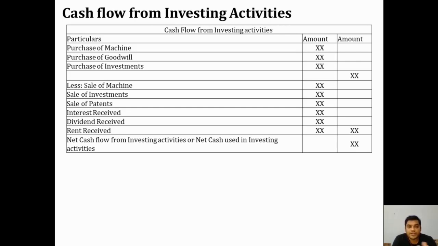If the scenario was reverse, I have sold a machinery of rupees 2 lakh and I have purchased one machinery for 1 lakh. In this situation, the answer will be net cash flow from investing activities. That is, I have generated 1 lakh rupees from the investing activities.